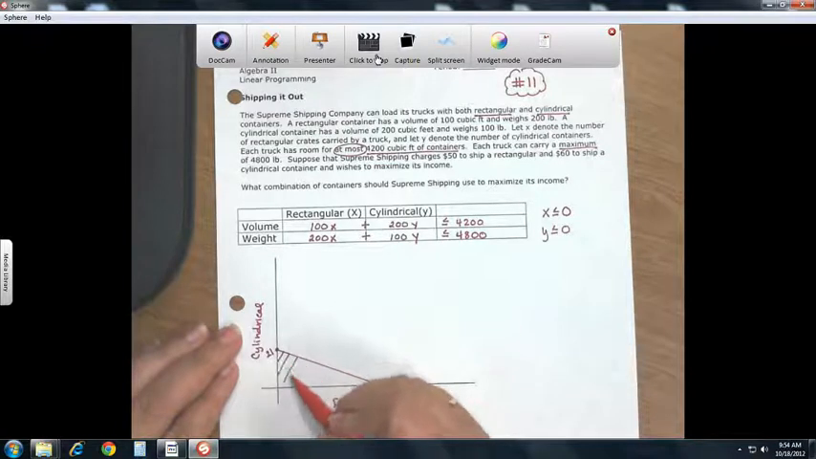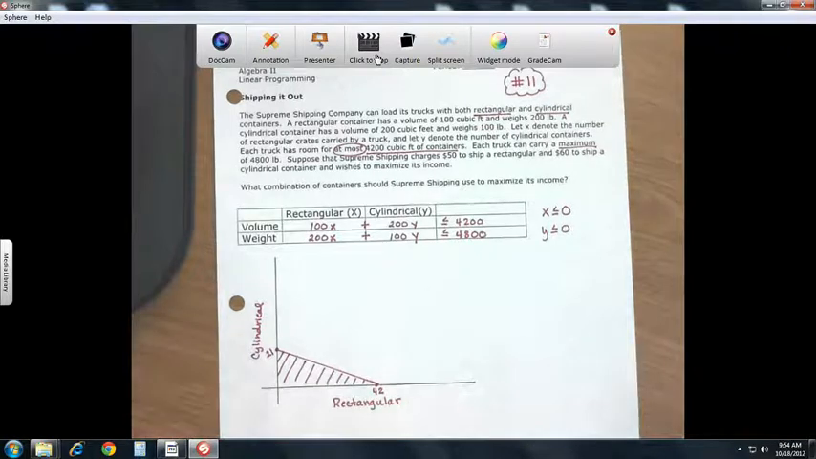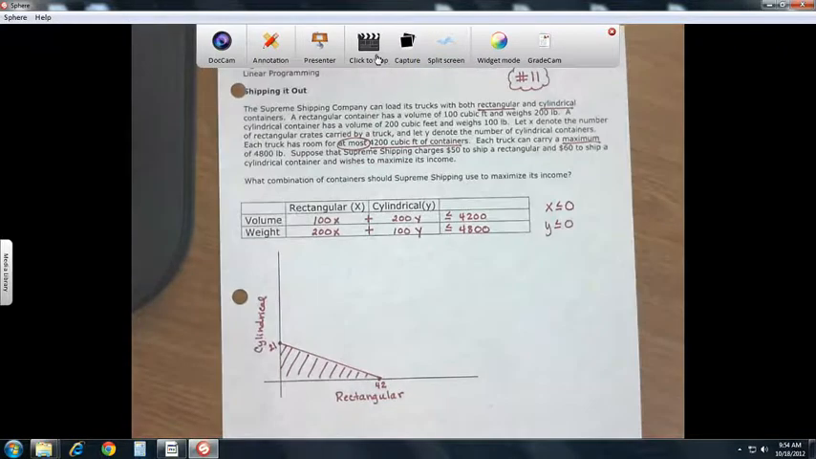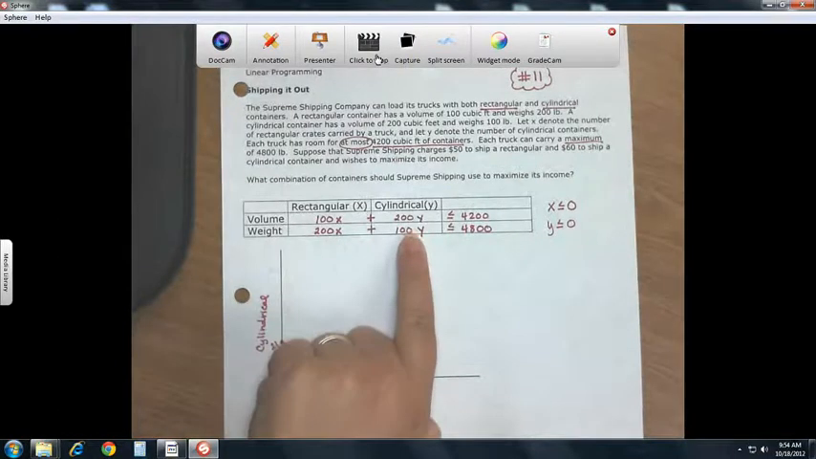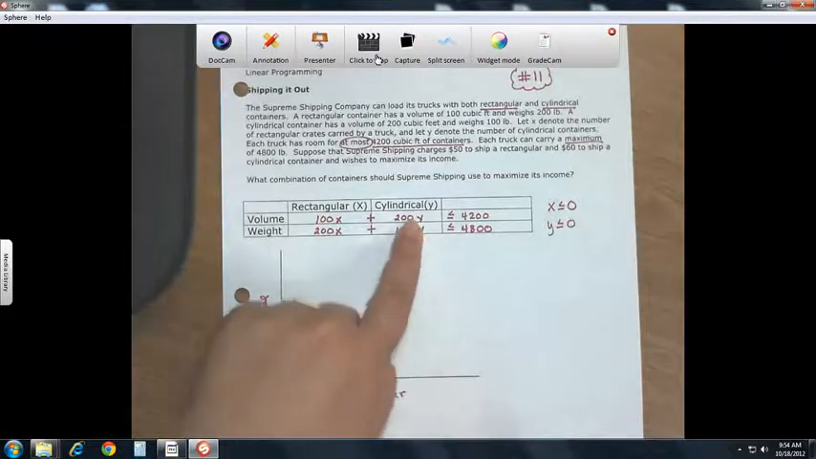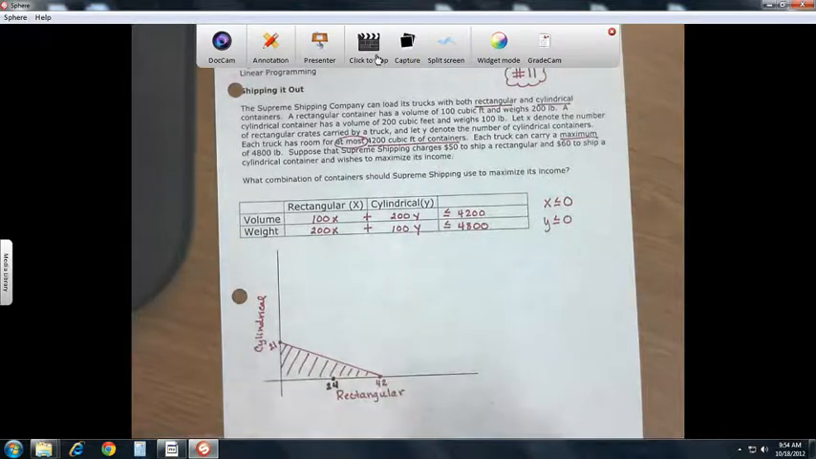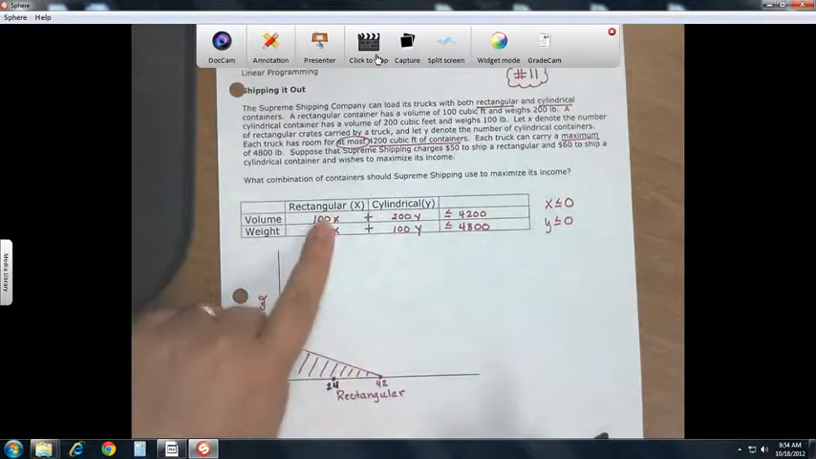Okay, my next line is 200x plus 100y less than or equal to 4,800. So I'm going to cover up the y to get my x-intercept. 4,800 divided by 200 is 24. So that's going to be right about there. And then to find the y-intercept, 100y is less than or equal to 4,800. So y is 48.